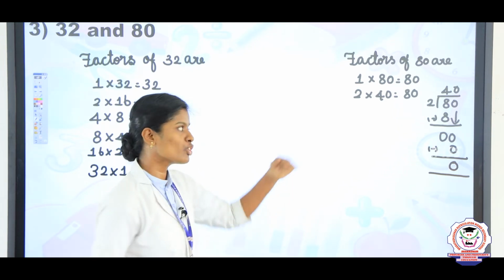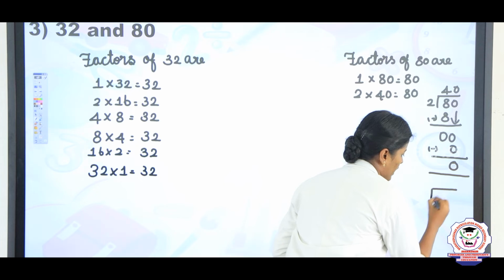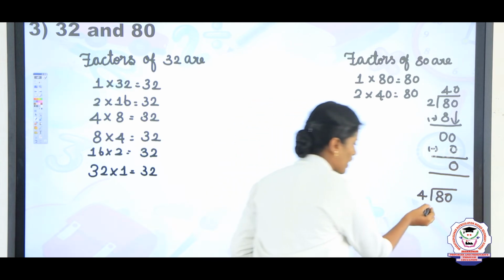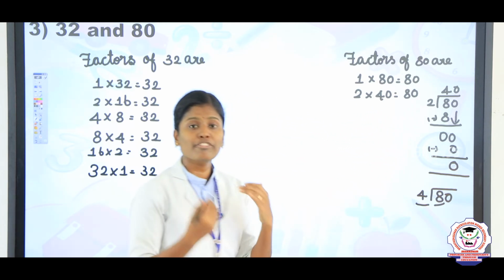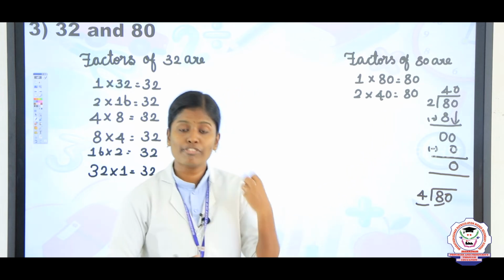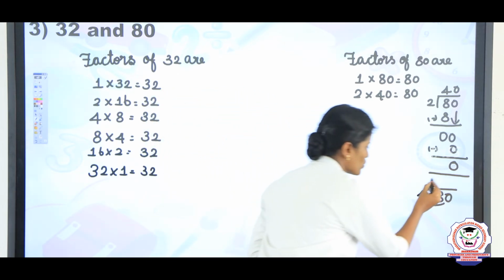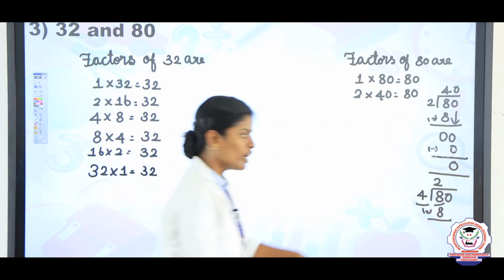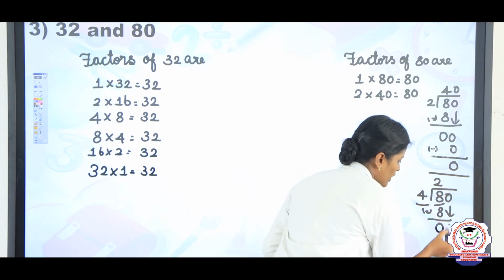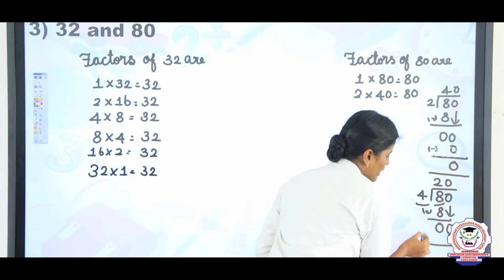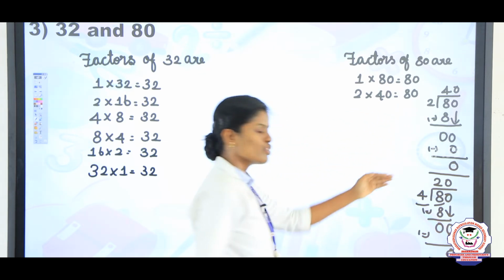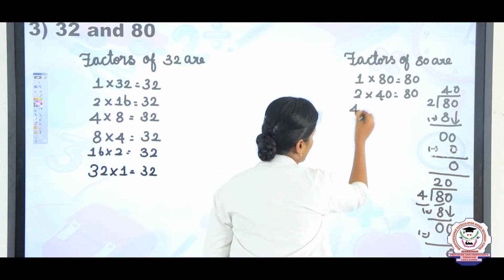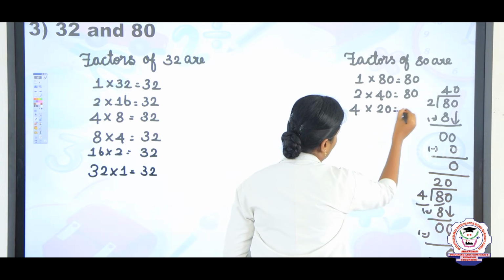Next 4 table. So, take 80 and divide it by 4. The first number is 4 and then take 80. Say the 4 table, 4 zeros are 0, 4 ones are 4, 4 twos are 8. So, the quotient value is 2, 2 fours are 8. Now, 8 minus 8, the answer is 0. Then you should bring down the other 0. So, 0 fours are 0. Now, 0 minus 0, the answer is 0. So, 4 table of 80, how many times? 4 20s are 80. So, write the answer 4 20s are 80.